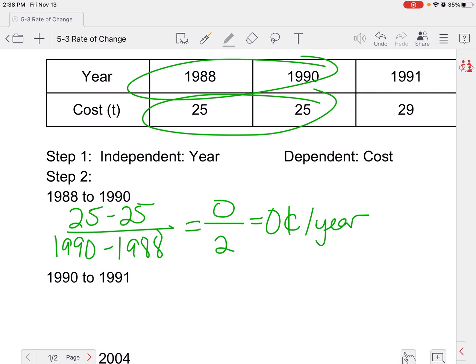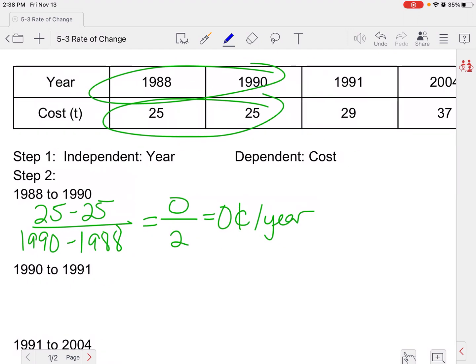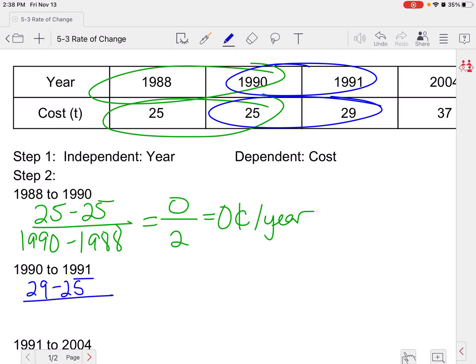Okay. So for the next one, we're going from 90 to 91. So I'm looking at my change in x, change in y. So I'm going to have 29. I always put my bigger one first just to make my multiplying or subtracting easier. So since 29 goes with 91, I'm going to have 1991 first here, minus 1990. Okay, 29 minus 25 is 4, and 91 minus 90 is 1. So this would be a 4-cent change per year.